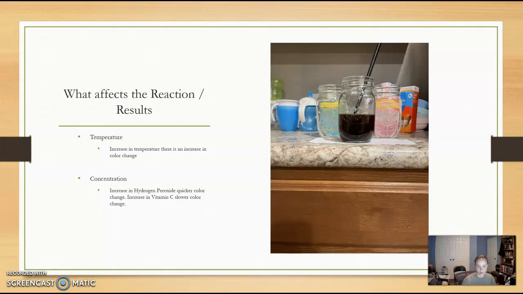But as long as the concentrations are roughly about the same, it will be about a minute for the color change to happen approximately.